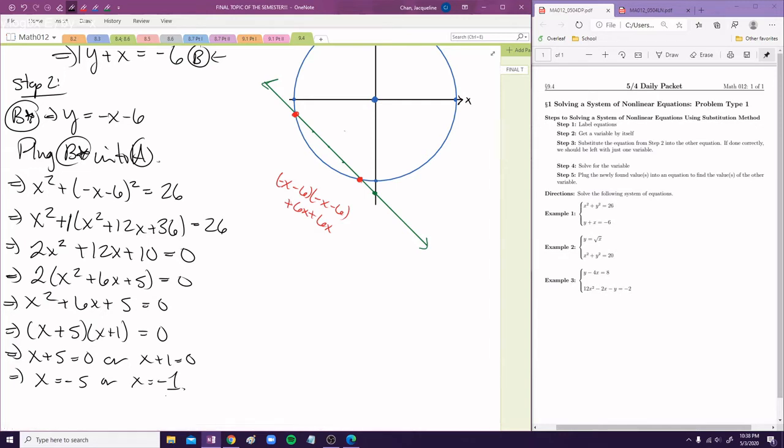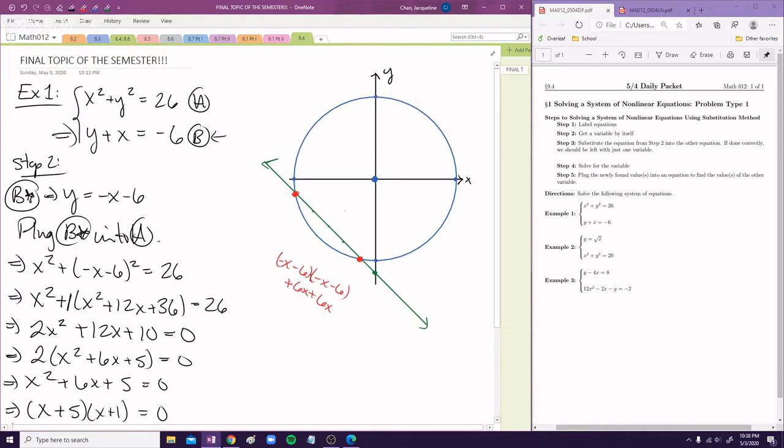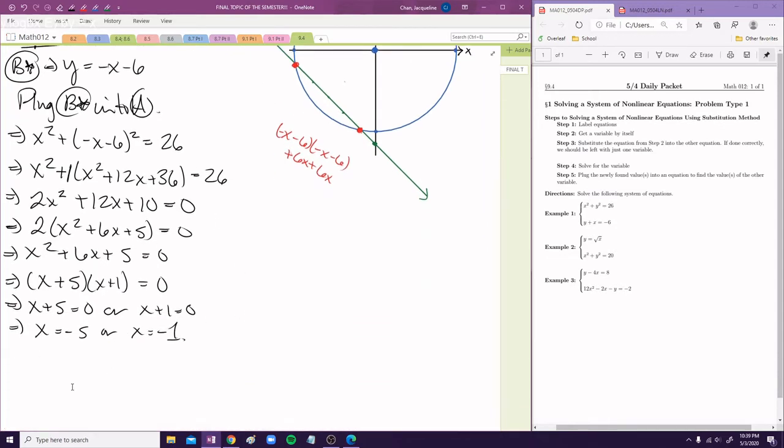Now that we've solved for x, remember we're solving a system of nonlinear equations. So our answer should look like (x, y) equals (x naught, y naught). Our answer may be multiple. In this case, we have two answers, but they both should be in point form. So we found half of both of our answers. Now we have to find the other half, which is step 5.